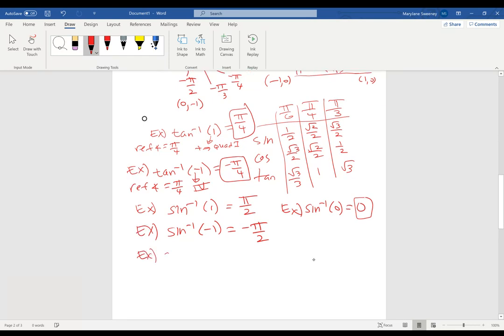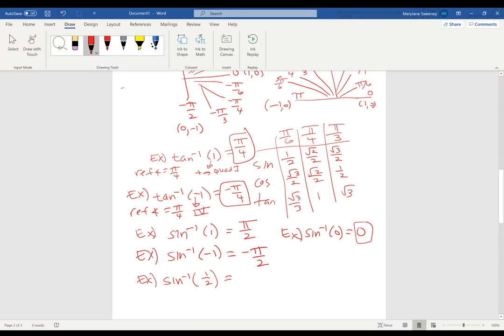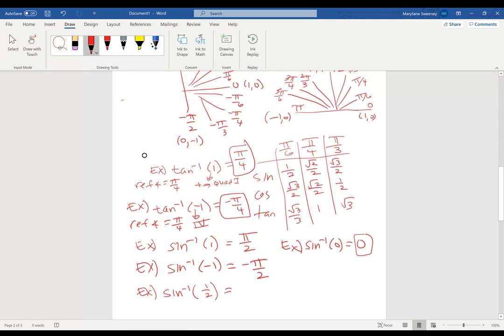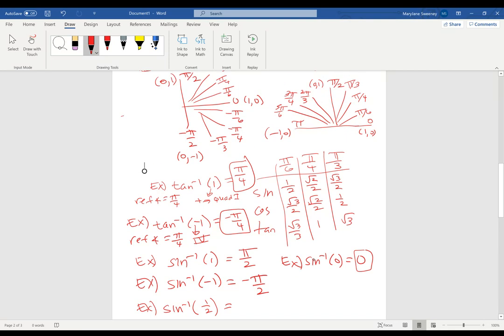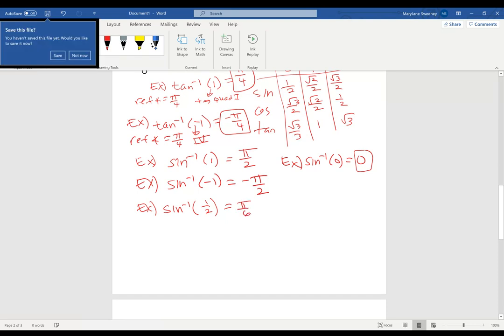Okay, what if we do inverse sine of 1/2? Where is sine 1/2? So I look at my chart. Sine is 1/2 at pi over 6. So if it's positive, that's just the positive. We're in quadrant 1, so that's just pi over 6.